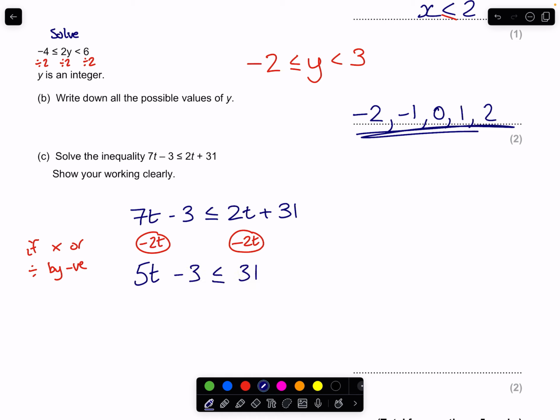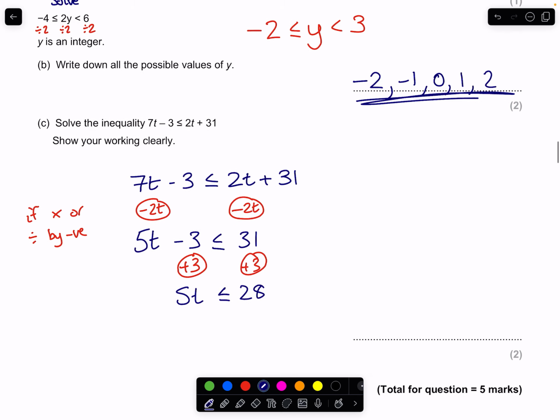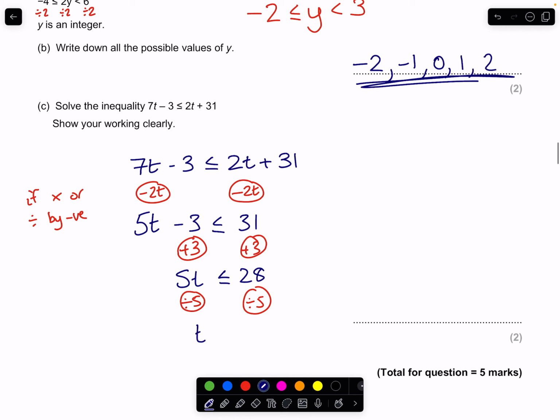And then we're going to add 3 to get rid of that -3. And then lastly, we're going to divide by 5 to get rid of that times 5. And in all 3 of those steps, we did not need to multiply or divide by a negative. Therefore, it is, for all intents and purposes, just like an equation. t is less than or equal to 6.8 is our final answer. You could also write this as 34/5 technically.